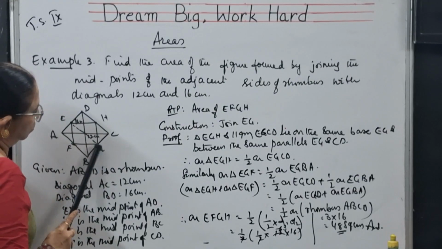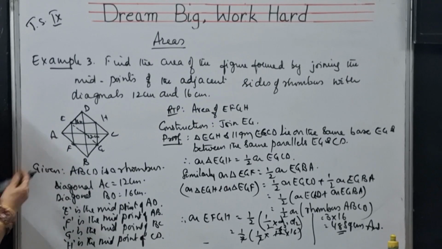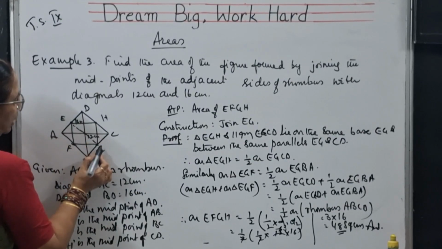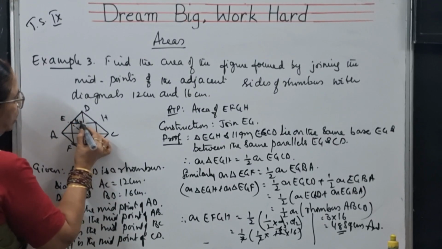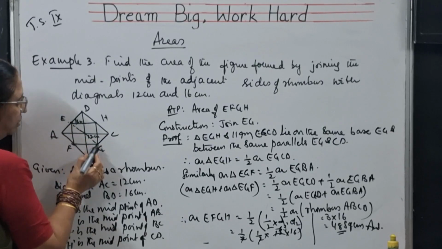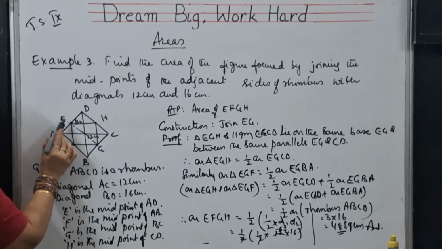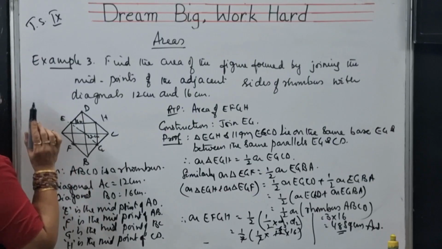Now here a construction is you have to join E and G. When you are joining E and G, see children, you are getting a parallelogram. EGCD is a parallelogram and EGH is a triangle. These are lying on the same base and in between the same parallels. So, area of triangle EGH is half of parallelogram EGCD. Similarly, area of triangle EGF will be equal to half the parallelogram EGBA.